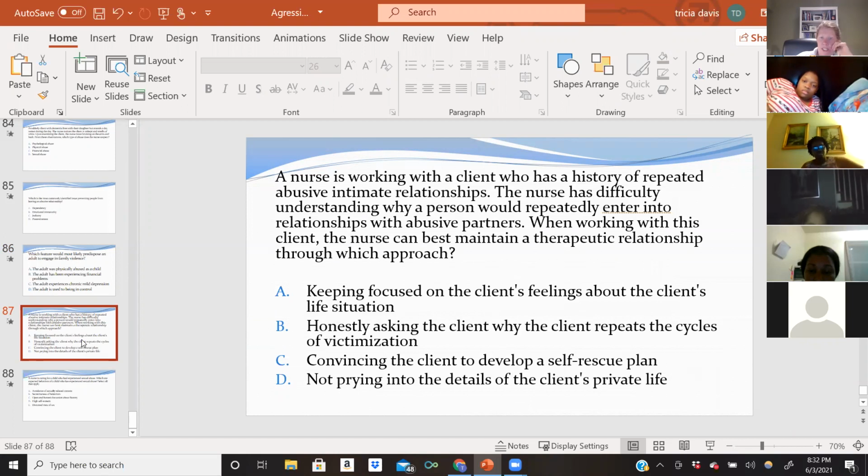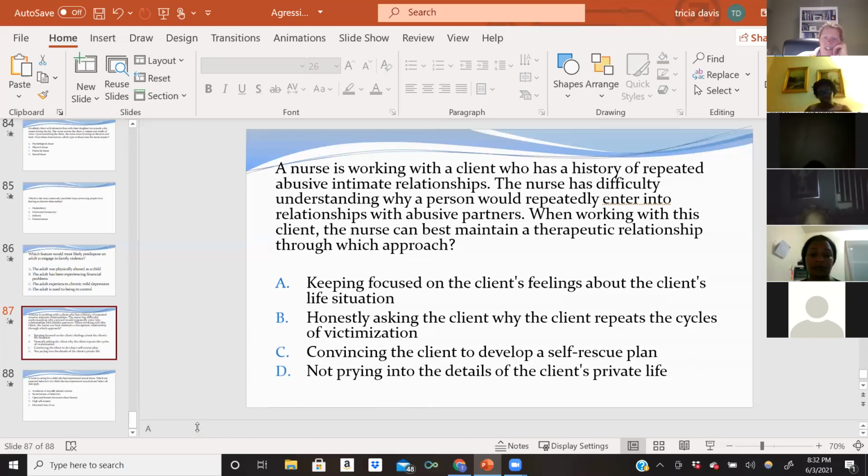All right, a nurse is working with a client who has a history of repeated abusive intimate relationships. The nurse has difficulty understanding why a person would repeatedly enter into this relationship with abusive partners. When working with this client, the nurse can best maintain a therapeutic relationship through which approach? Keep focused on the client's feelings about the client's life situation. Honestly ask the client why the client repeats the cycles of victimization. Convince the client to develop a self-rescue plan, or not pry into the details of the client's private life. The answer is A.